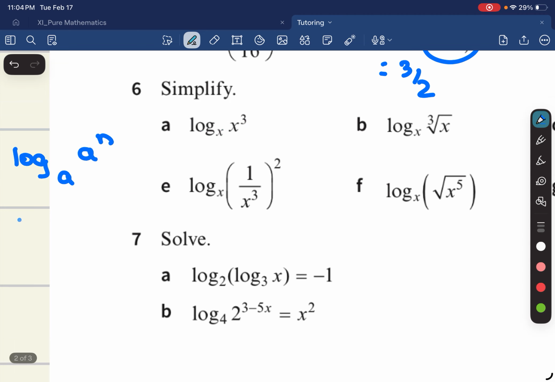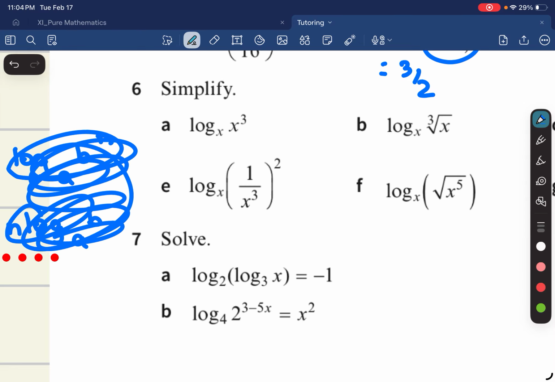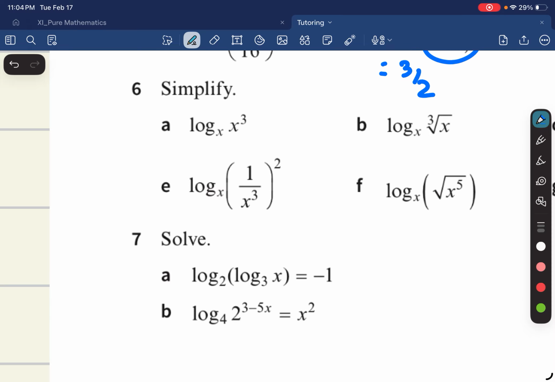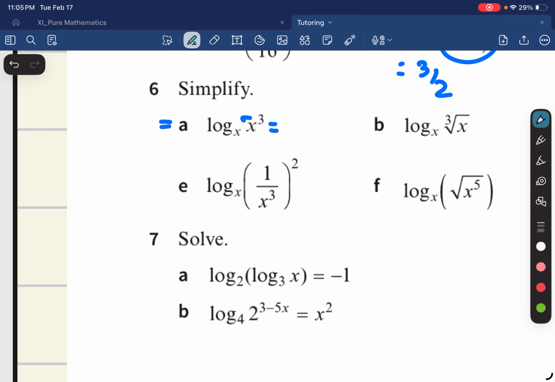If you have something like this, then that is equal to... this can be anything. So if you have log base a of b to the power n, you can bring the exponent to the front. So you can have n log base a of b. It's the same thing. So you can write this as 3 log base x of x, and log base x of x is just 1. So you directly get 3.